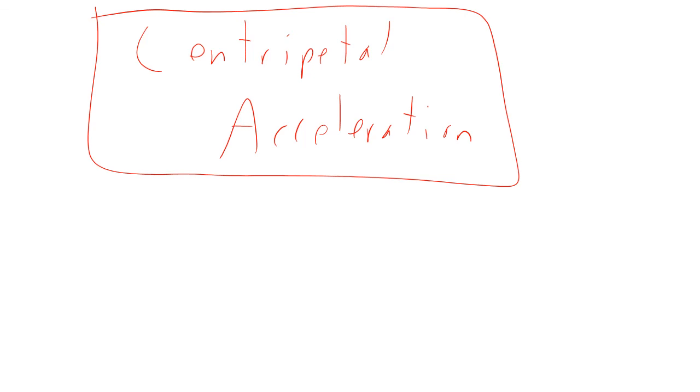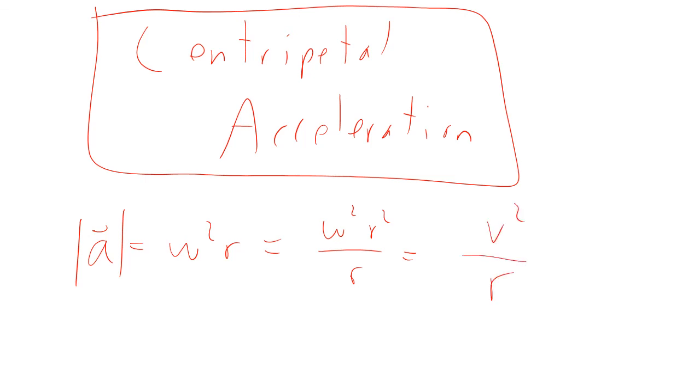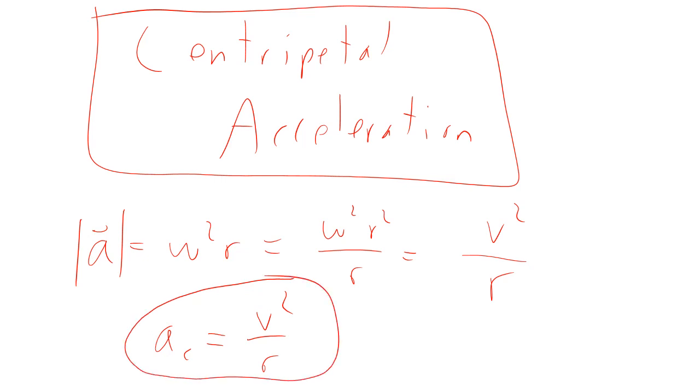Well, what was the magnitude of the centripetal acceleration? Well, the magnitude of that was omega squared r. Okay, so what's this? Well, this is the same as omega squared r squared over r. But r omega is v, so this is v squared over r. And so you can say that centripetal acceleration equals v squared over r in terms of magnitude. And so that's what we need to know about this. But now we've derived what the centripetal acceleration is.